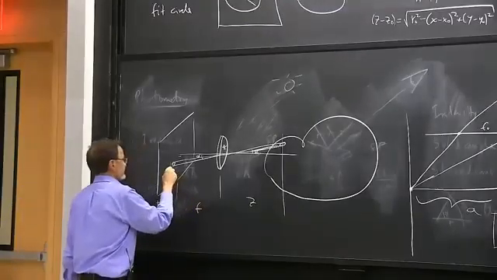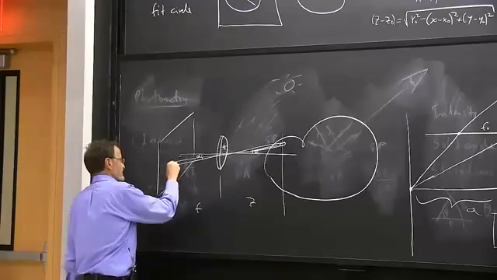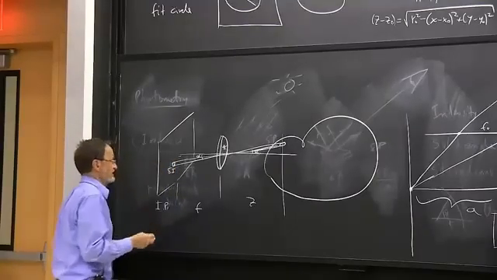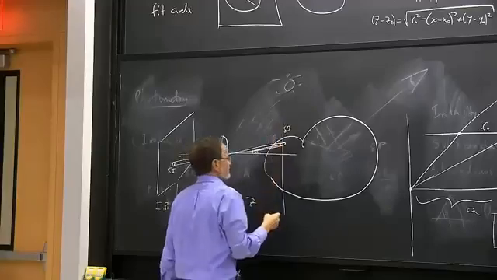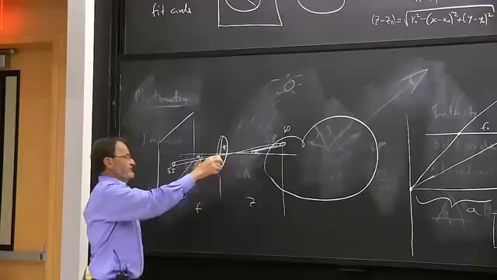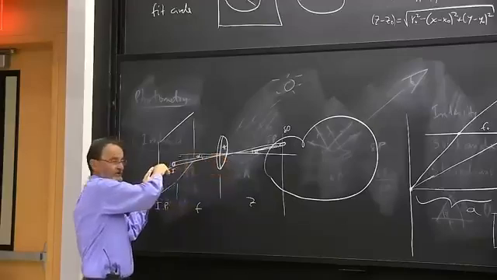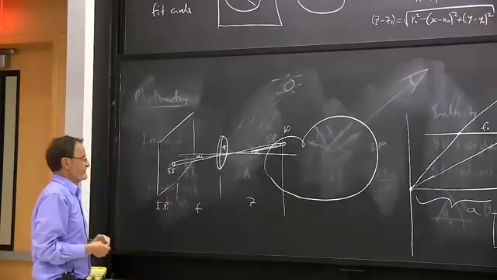There's a small patch in the image that's being illuminated. I'll call that delta I. And there's a small patch on the object that's being illuminated. And we're going to see how much power coming off that patch ends up in this patch. That's the kind of thing we'll be looking at.